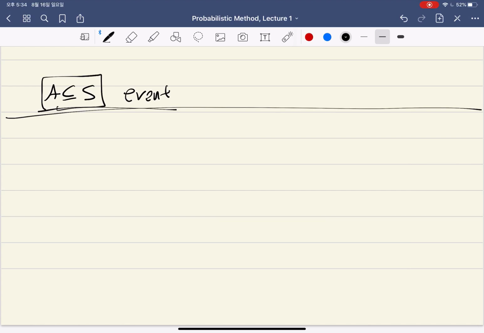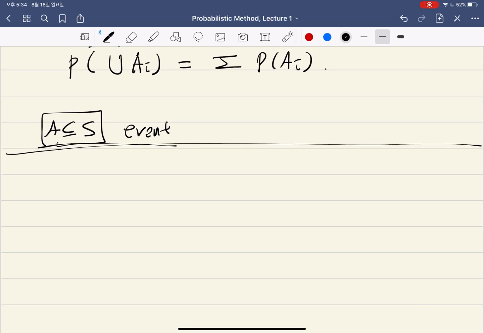Now let's consider some examples. Before that, let's introduce some notation that will be used throughout. When I write [n], that's a set consisting of all the integers between 1 and n.